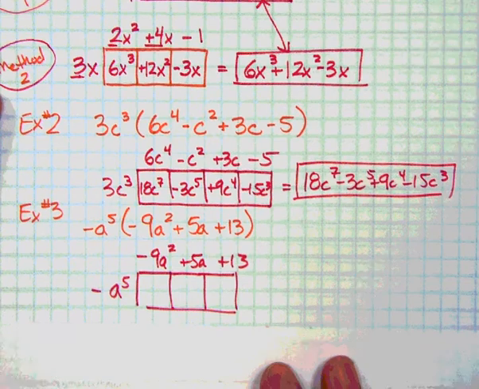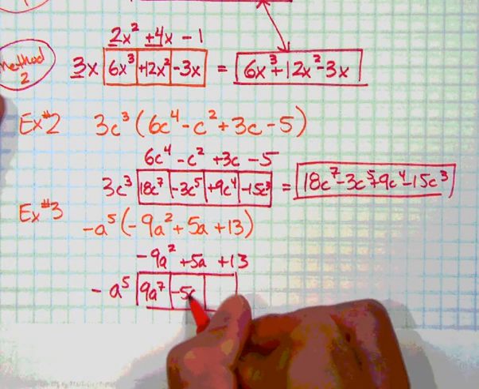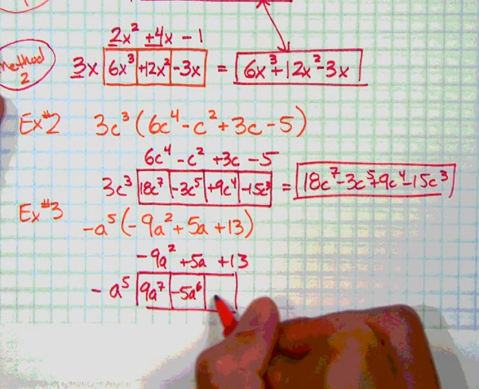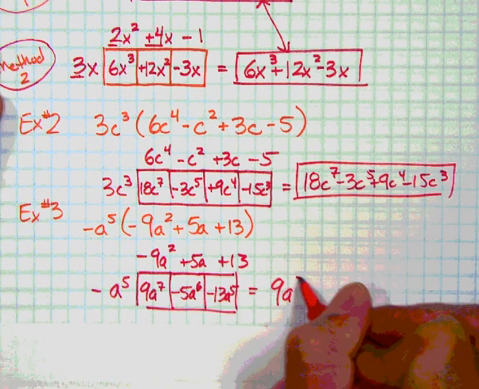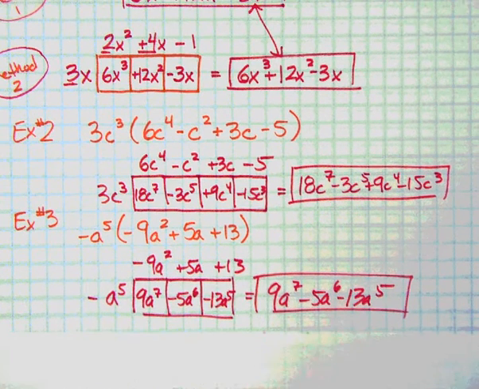So I'm going to go ahead and multiply these things and go one at a time. I get 9a to the 7th, negative 5a to the 6th, and last but not least, negative 13a to the 5th. If I pull that out, that's going to be my final answer. Didn't take me very long, but I know that I'm right because it's very organized. And that's how you do that.